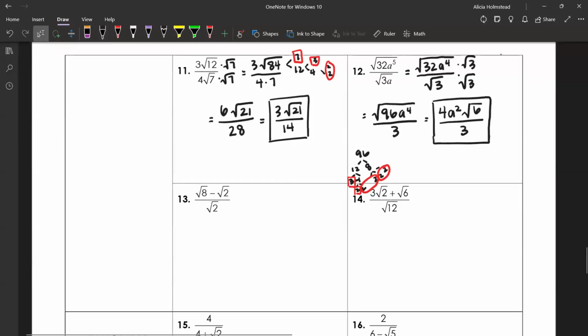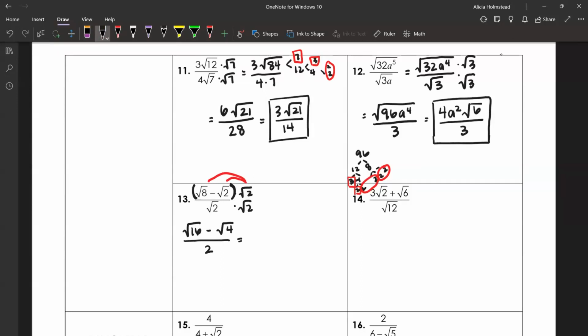Alright, 13. So again, we gotta rationalize our denominator. The problem is the square root of 2, so I'll multiply that on the top and the bottom, but be careful here. You have to distribute it to both of the pieces on the top. So you got to distribute it to both things. So square root of 8 times the square root of 2 is the square root of 16. Subtract the square root of 2 times the square root of 2, which is 4. And then on the bottom, we have the square root of 2 times the square root of 2, which is going to be the radicand.